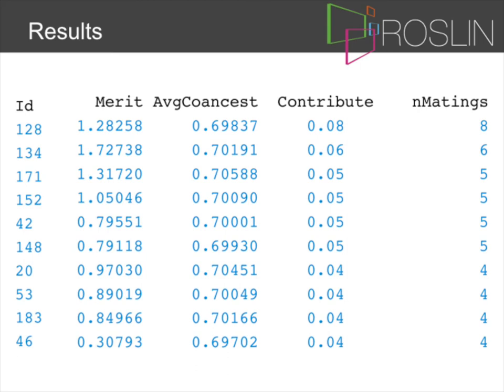So this guy gets 8 matings, and this guy gets 4 matings. And just to illustrate the point, if you look, the top individual has a lower genetic merit than the second individual, and that's because the top individual has less inbreeding than this guy, for example.